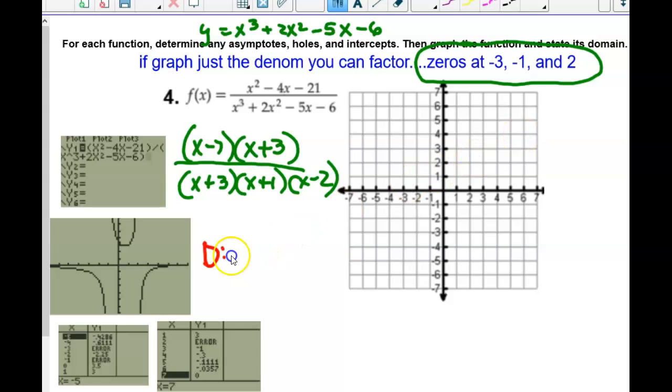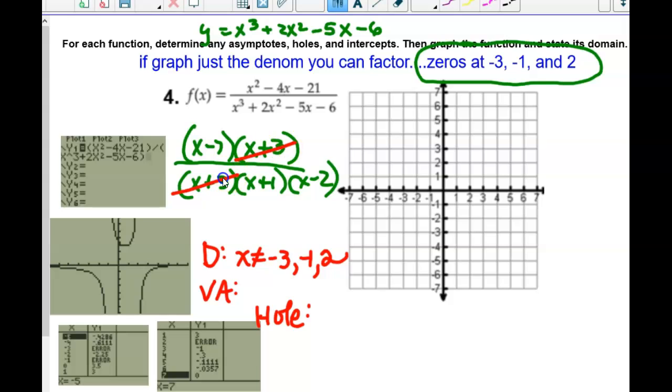You would first tell me the domain restrictions were where? X cannot be -3, -1, and +2. Okay? The next thing it asks on a lot of the homework, or on the quiz, is for the vertical asymptote, and a hole is listed very near there. Doesn't really matter what order you do this in, but there is not a vertical asymptote at -3. Why?